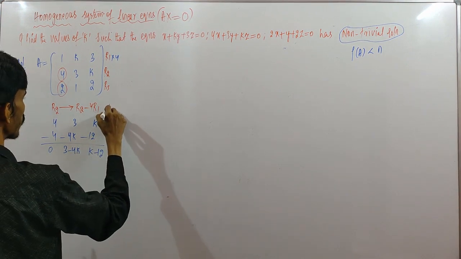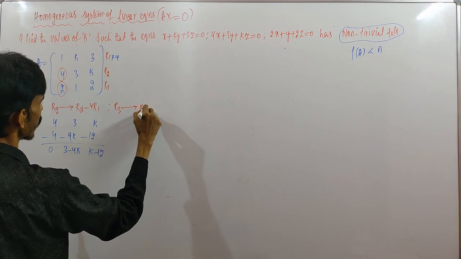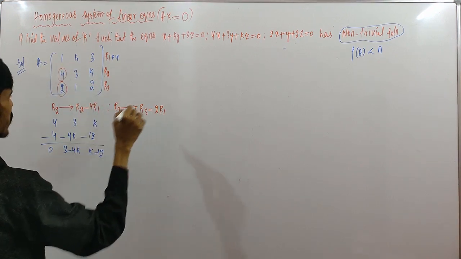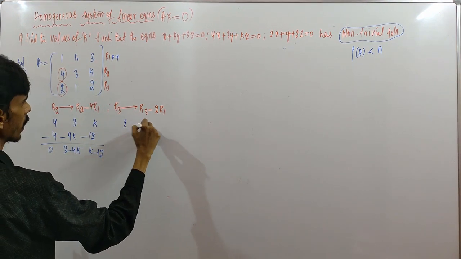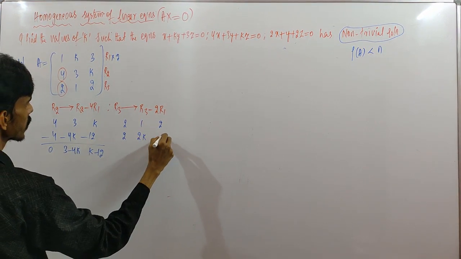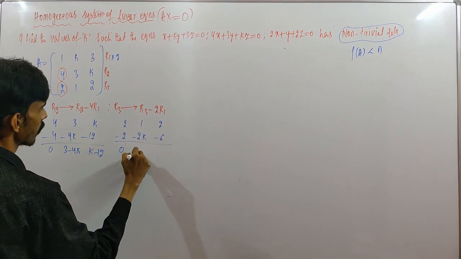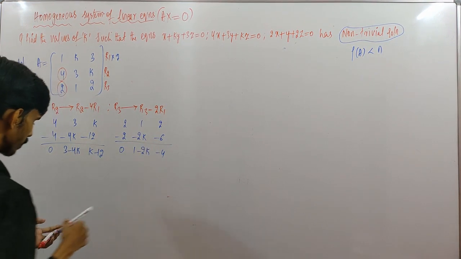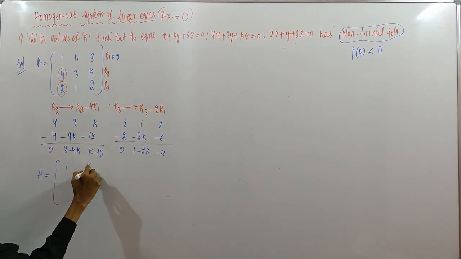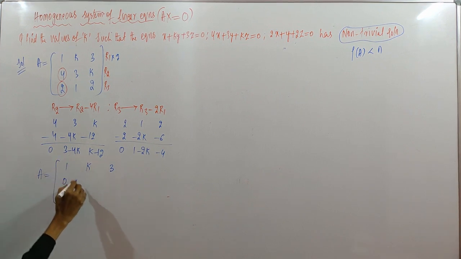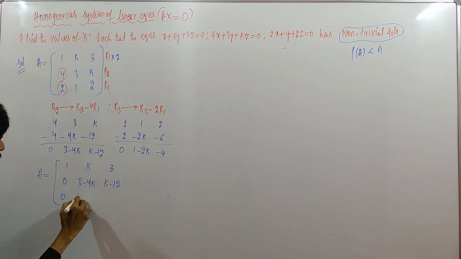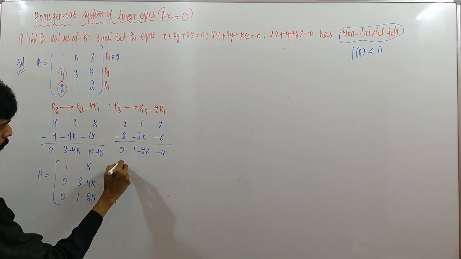This is the second row. Now apply a row operation on the third row. R3 changes to R3 minus 2R1, put a minus sign. Now write down R3: 2, 1, 2, and 2R1, so we multiply 2 here. 2 1s are 2, 2k, 2 3s are 6. So we have 0, 1 minus 2k, 2 minus 6, that is minus 4. Now we have A as 1, k, 3; second row 0, 3 minus 4k, k minus 12; next 0, 1 minus 2k, minus 4.